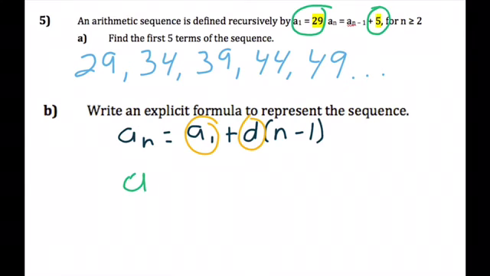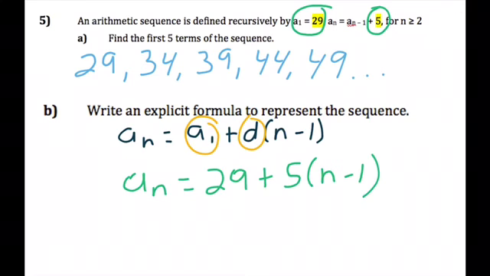A sub n equals 29 plus 5 parenthesis n subtract 1. So there's my explicit formula now.